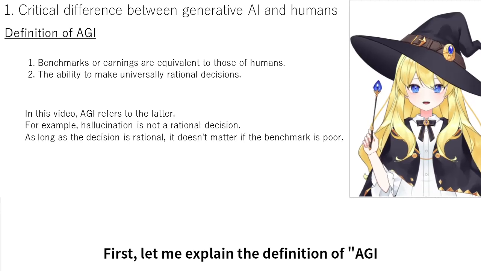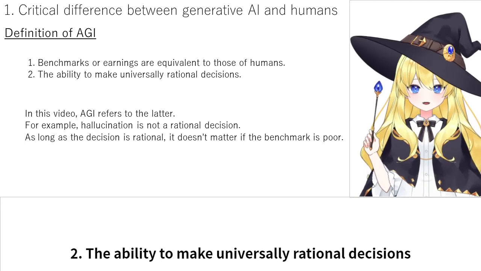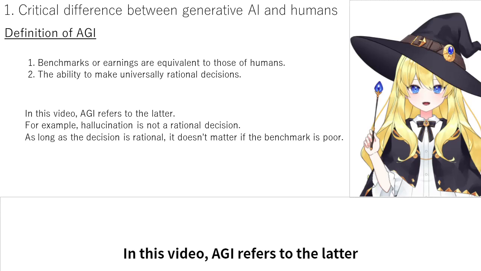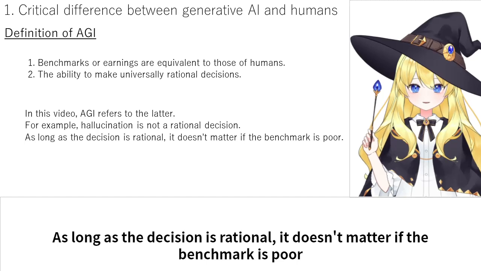First, let me explain the definition of AGI. 1. Benchmarks or earnings are equivalent to those of humans. 2. The ability to make universally rational decisions. In this video, AGI refers to the latter. For example, hallucination is not a rational decision. As long as the decision is rational, it doesn't matter if the benchmark is poor.